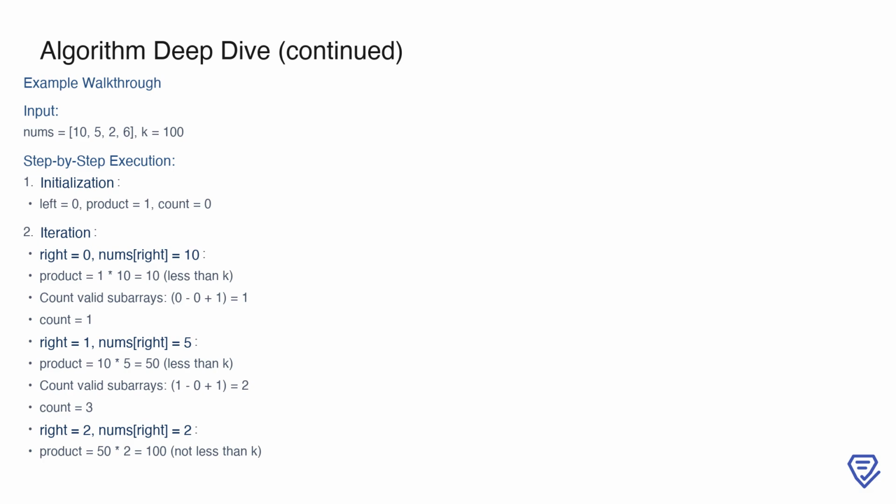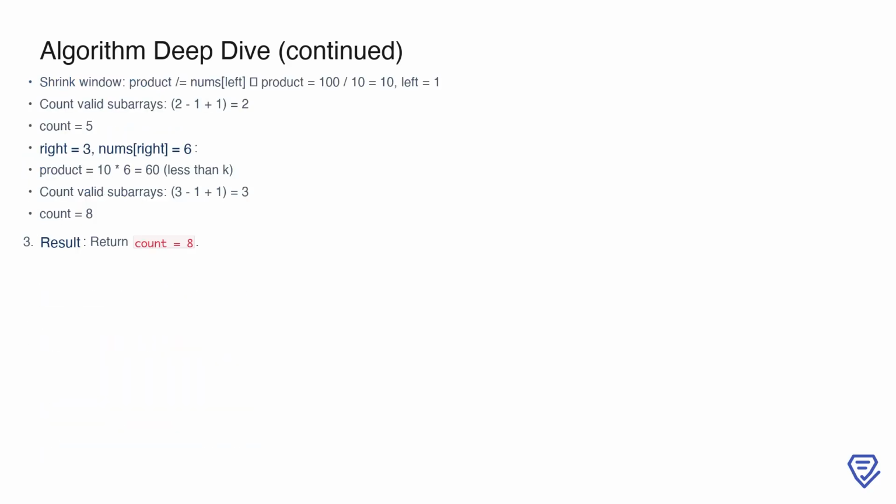At right equals 2, the current element is 2. The product becomes 100, which is not less than k, so we adjust the window by dividing the product by nums[left], which is 10, and increment left to 1. This updates the product to 10, and now we count the valid subarrays, [5, 2] and [2], adding 2 to count to make it 5.